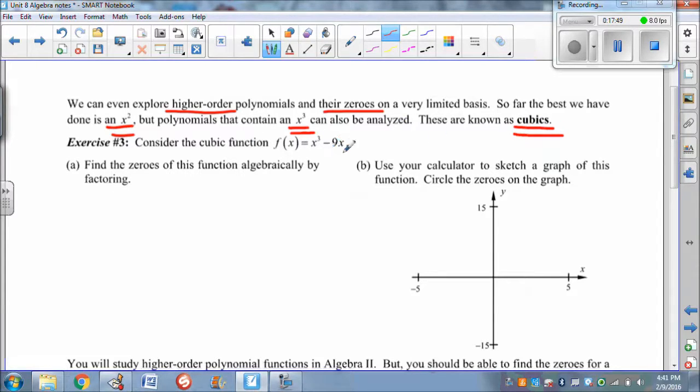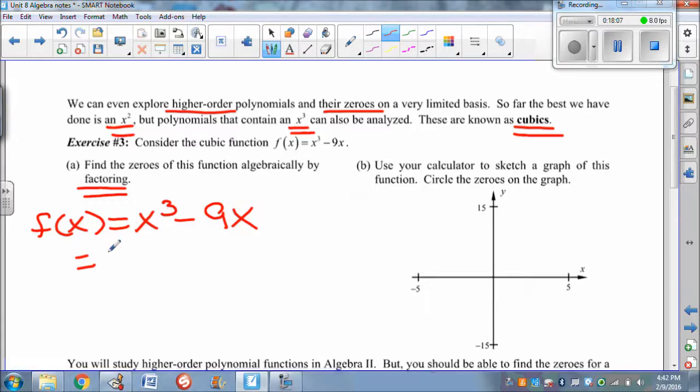So I'm given this function. It says find the zeros of this function algebraically by factoring. So this function can be factored, and you know how to factor it. What's the first thing we look for? You should say, oh, we look for a GCF first. Fabulous, Mrs. Swenson. Yes, you are correct. A GCF. So what is the GCF here? It's x, and we're left with x squared minus 9.